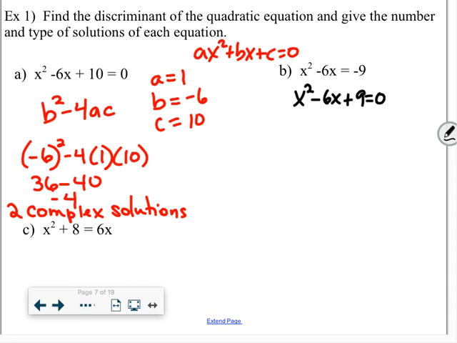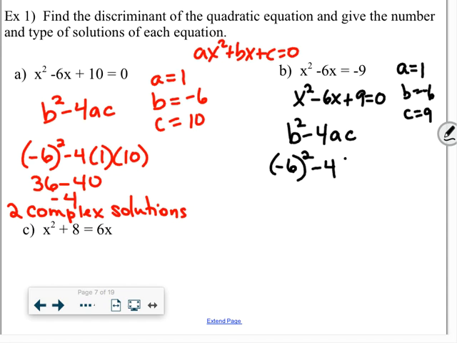Then Ellie, what is a? 1. All right, Brooke, what's b? -6. And Luke, what is c? +9. So here we go. b squared minus 4ac. So this is -6 squared minus 4 times 1 times 9.